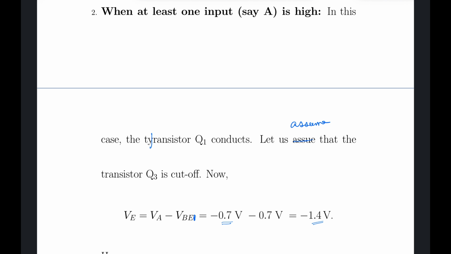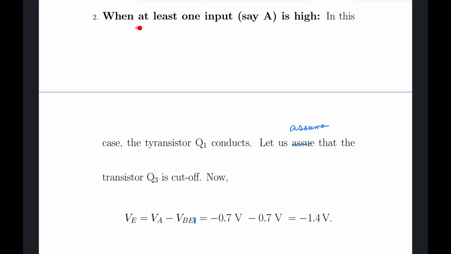Okay. We now consider the second case, that is when at least one input, say A, is high. In this case, the transistor Q1 conducts. Let us assume that the transistor Q3 is cut off. Now VE is VA minus VBE1. VA is minus 0.7 volt and VBE1 is minus 0.7 volt. So this is minus 1.4 volt.